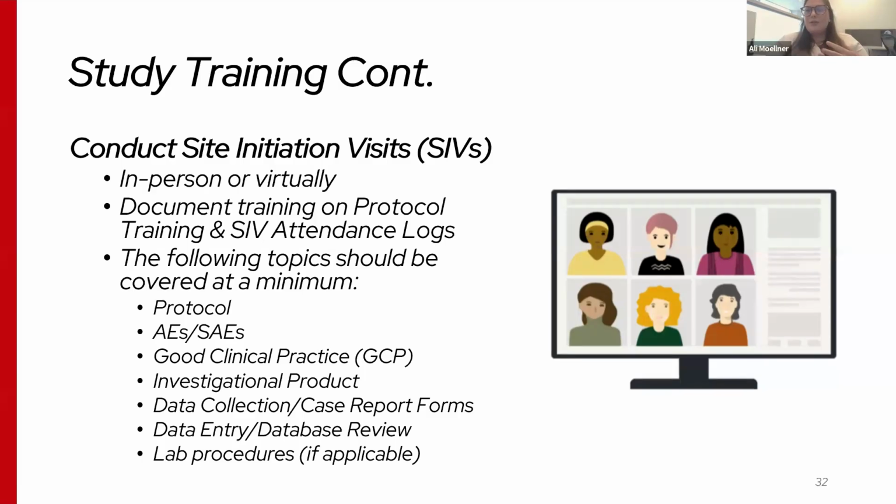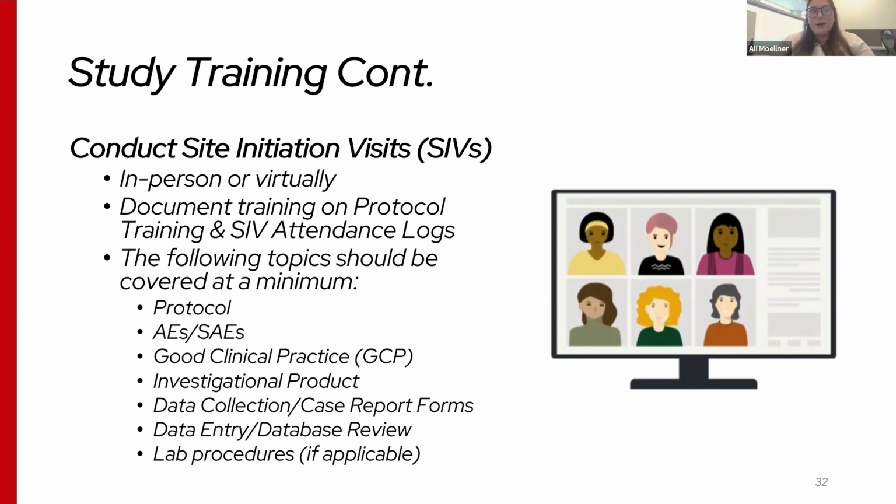Oftentimes your study monitors or your clinical coordinating center, the lead site or the PI will be facilitating these. And then all essential staff per site need to be joining these SIV calls. Sometimes scheduling can be kind of rough, but it's really vital that you get everyone from the team together to review the information that needs to be discussed. And you'll have separate SIVs for each site.